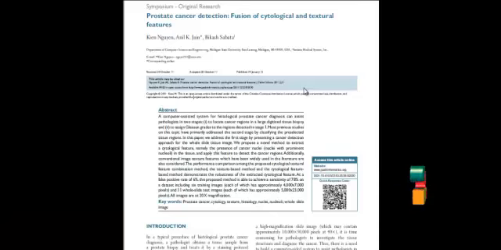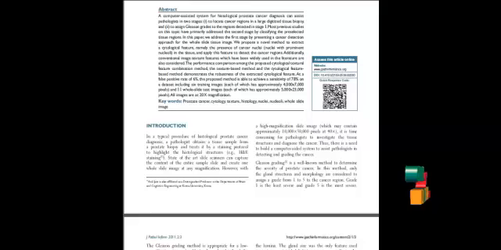Let me discuss the process of prostate cancer detection using fusion of cytological and texture features. We propose a framework which detects cancer using the cell images we obtained. The cell images are initially pre-processed to remove noise from them. Noise refers to the unwanted pixels in the image. For pre-processing, we are using filters in order to remove the noise.